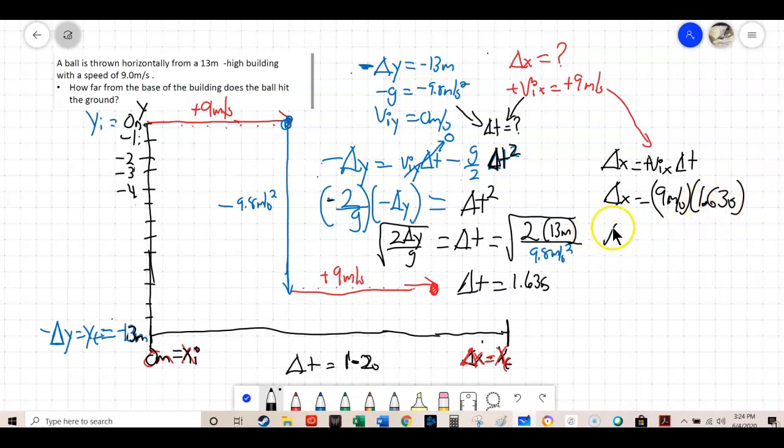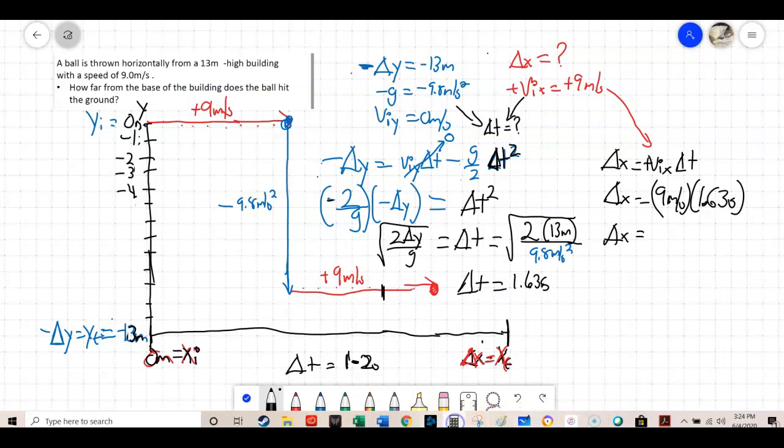So how far it's going to go, we figured it's going to be somewhere in between. It's not going to be at this far. It's going to be somewhere shorter than this, right? So it's going to be 9 meters per second. It's going to be 9 meters, but then 63% of another 9 meters.